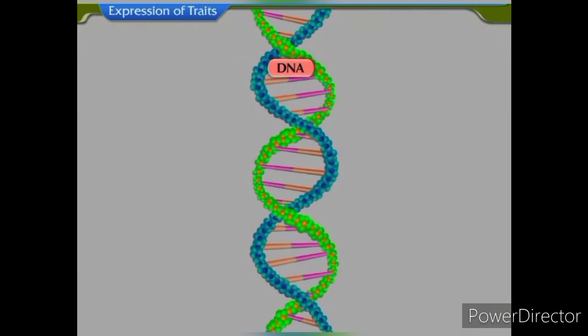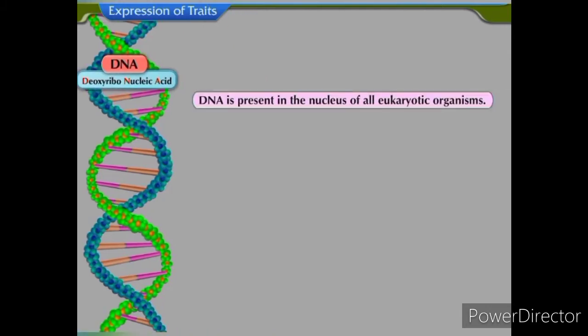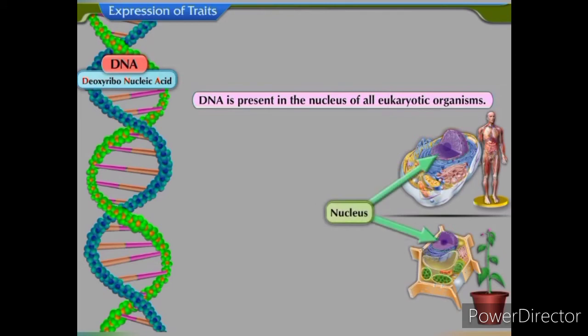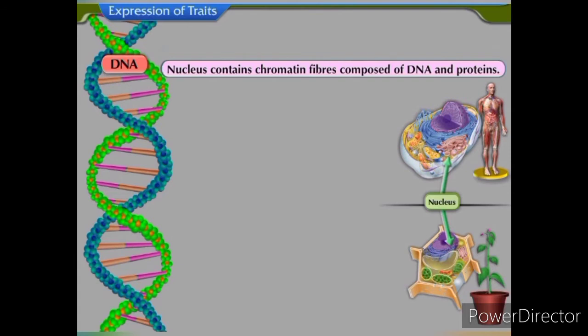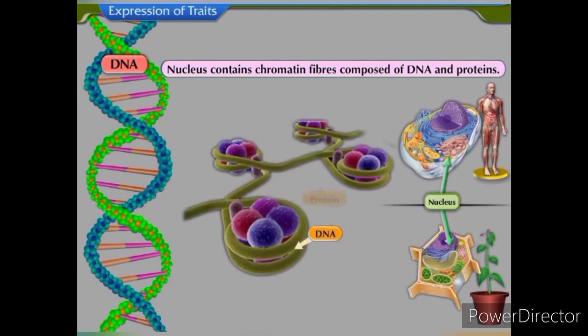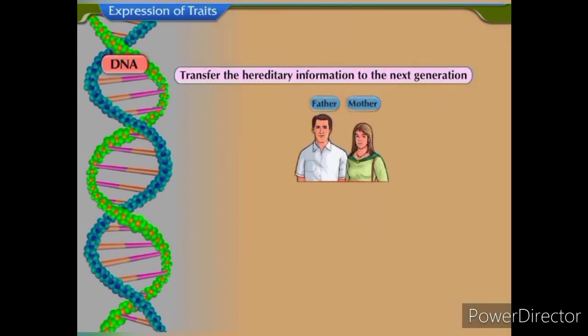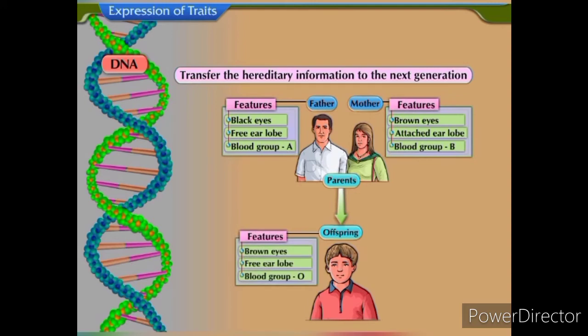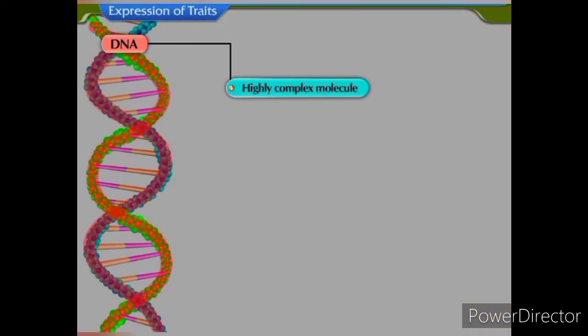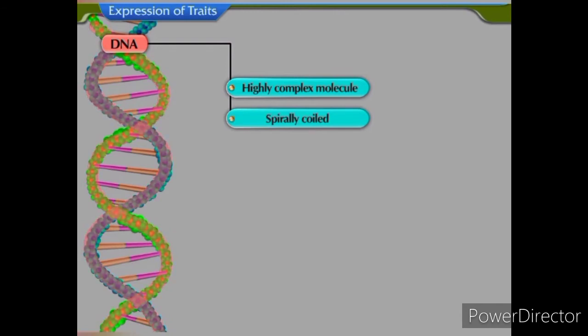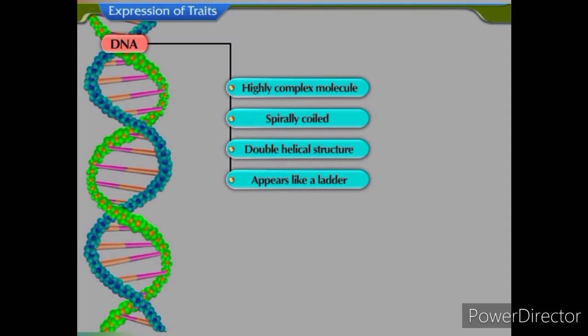You all are aware of DNA. DNA is an abbreviation for deoxyribonucleic acid, which is one of the nucleic acids present in the nucleus of all eukaryotic organisms. The nucleus contains chromatin fibers composed of DNA and proteins. DNA molecules transfer the hereditary information to the next generation. DNA is a highly complex molecule having spirally coiled, double helical structure which appears like a ladder.